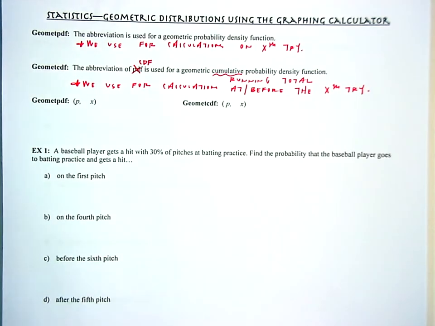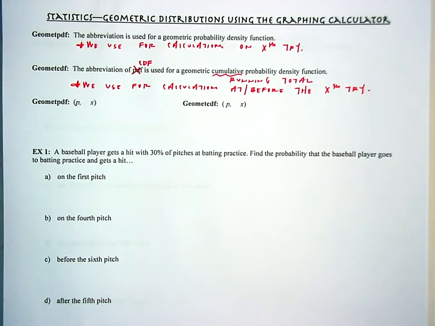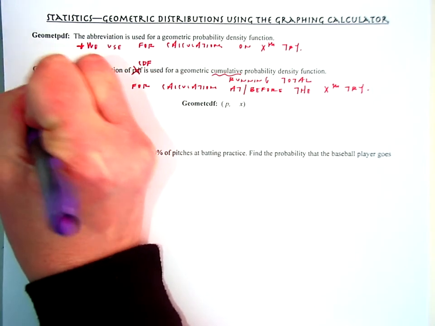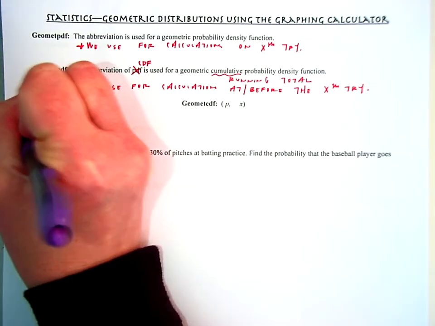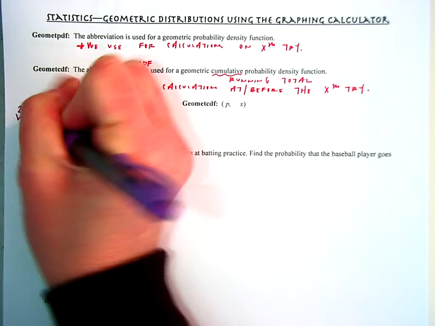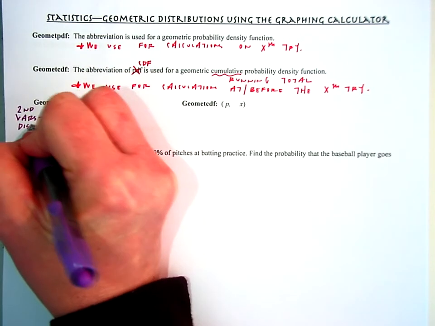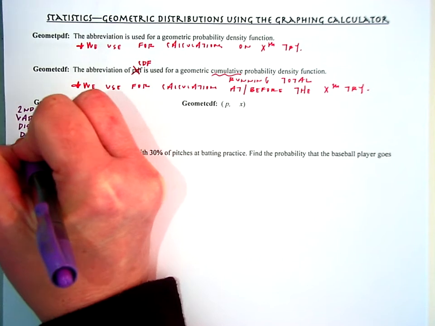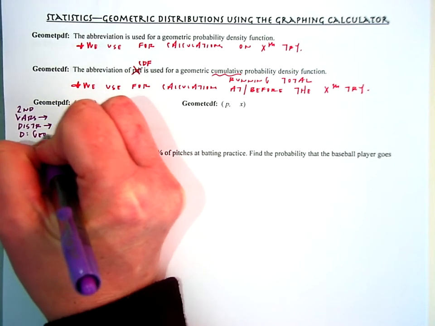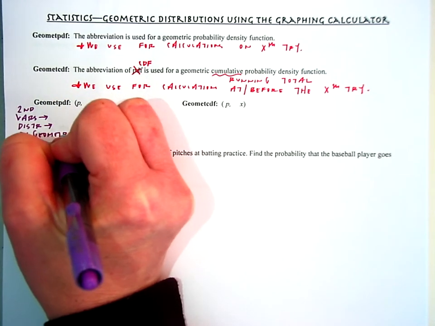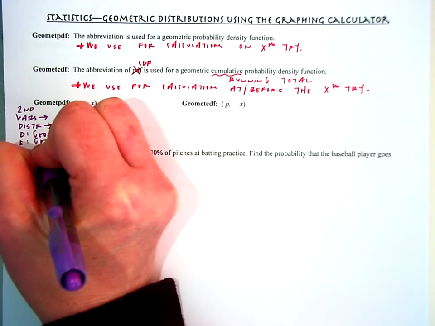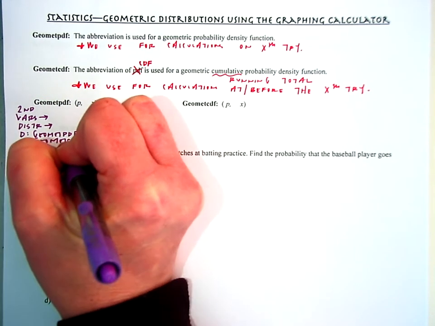Okay, so again, how do we get there in the calculator? We saw this with Binom PDF and Binom CDF as well. So we know that we're using second vars, which takes us to our distributions. And we're looking for GeoMet PDF and GeoMet CDF.